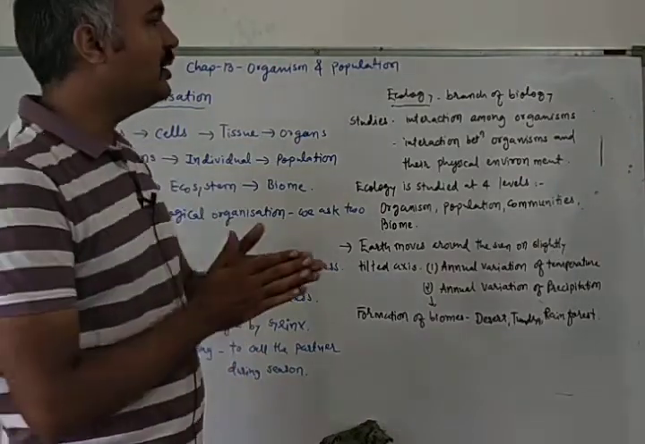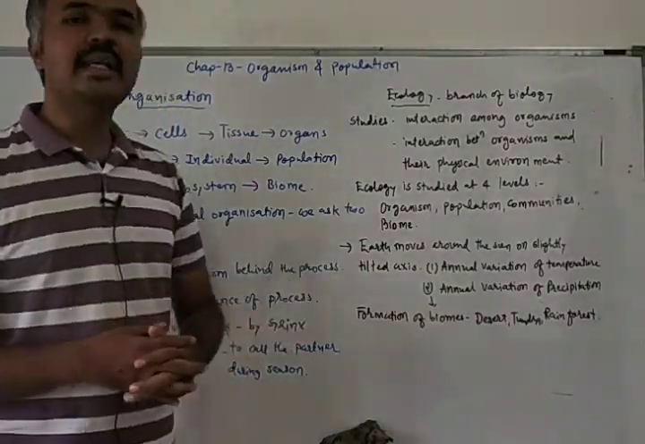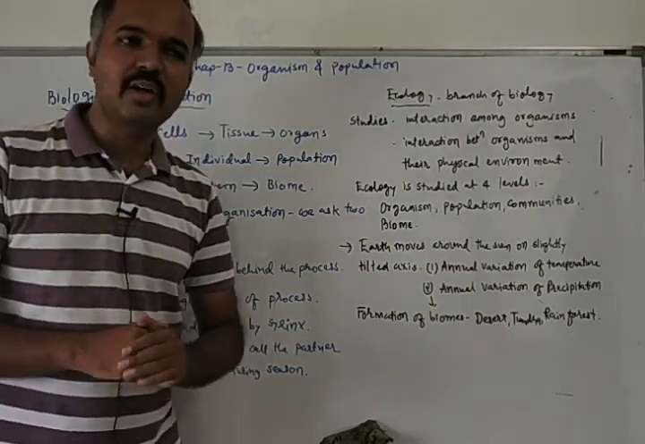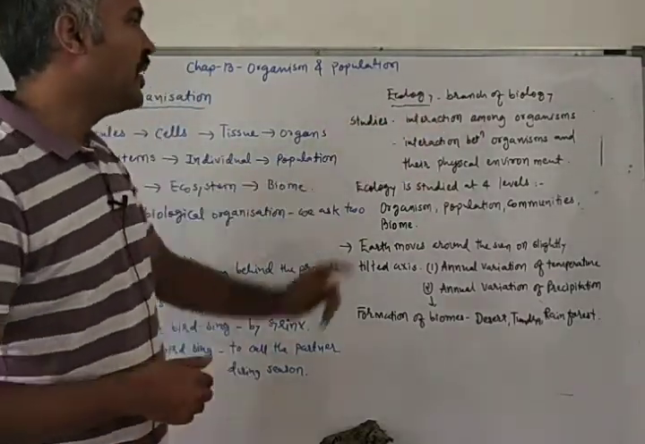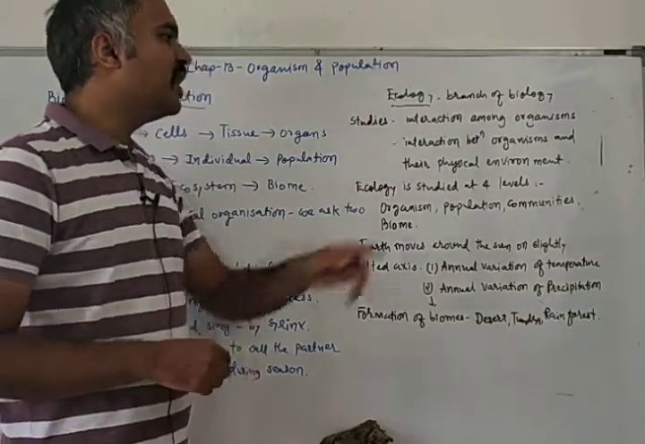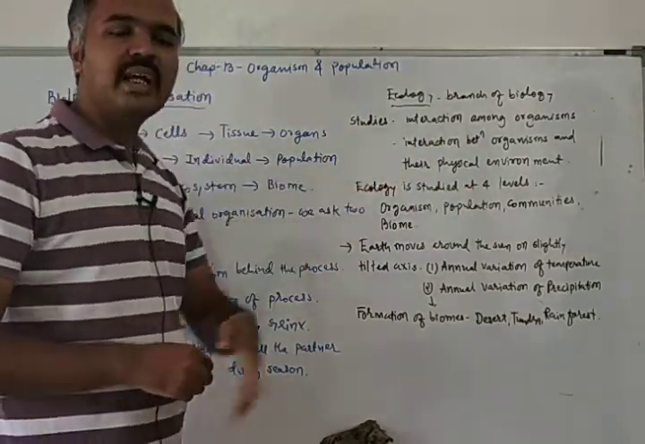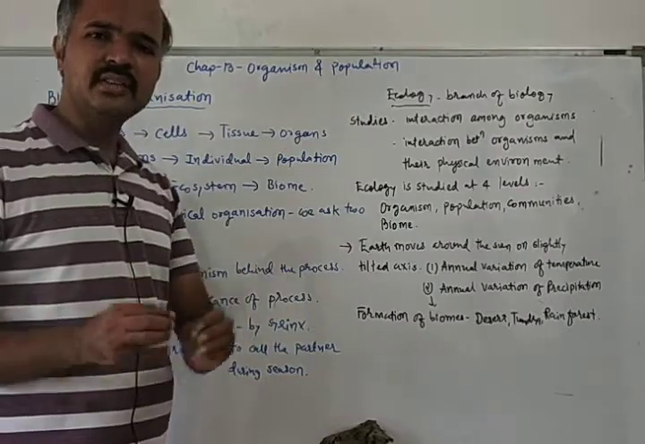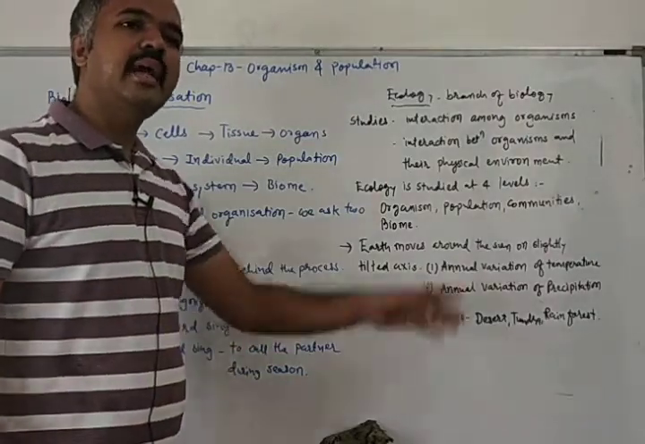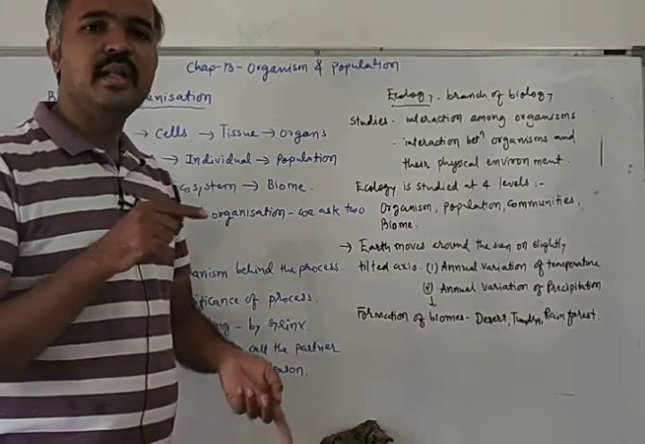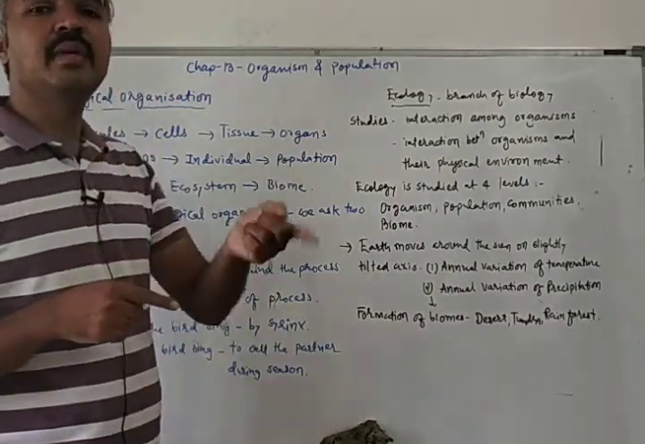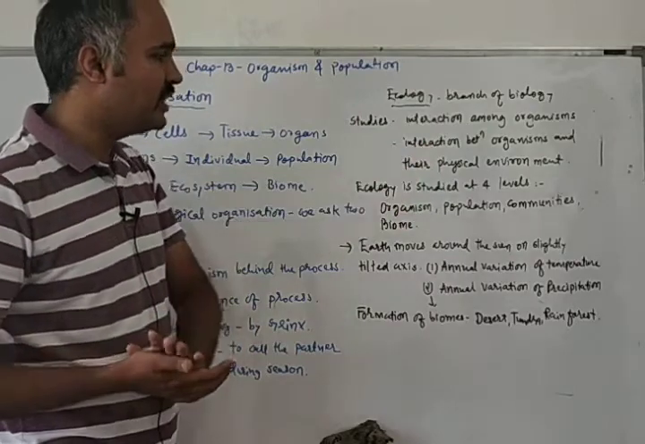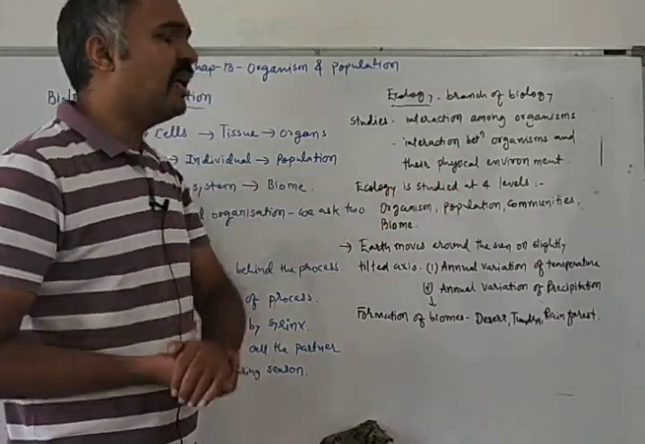What is ecology? Ecology is a branch of biology that studies interaction among organisms and interaction between organisms and their physical environment. This is the definition of ecology.